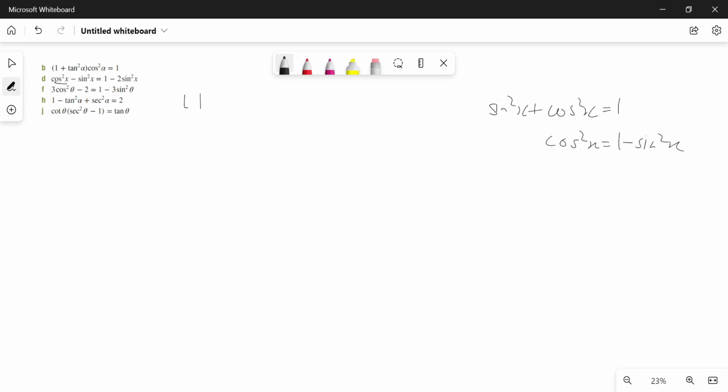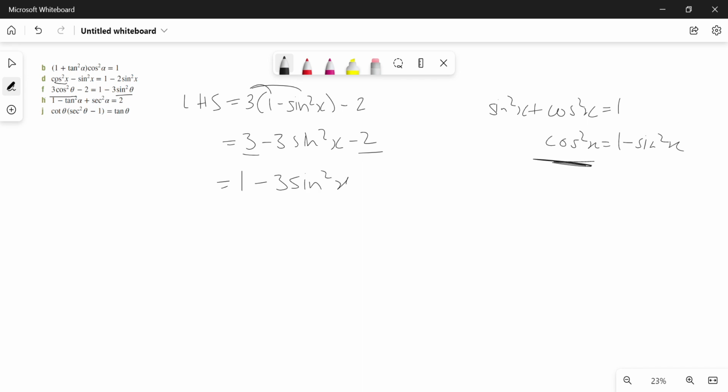Okay, F. So for F we're doing a very similar thing. We've got left hand side equals, and you can see we've got cos squareds, but we want sine squareds. So I'm going to replace the cos squared by 1 minus sine squared. It does have a 3 out the front, so just be aware of that. And then minus 2, so when we expand that out, 3 times 1 and negative 3 sine squared x, and minus 2. So you're going to have a 3 minus a 2, which is a 1, minus 3 sine squared x. And I did it in x's instead of thetas, just so you know.